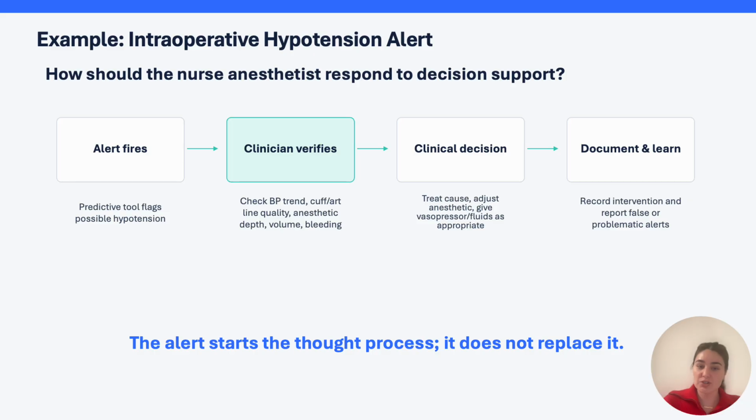The provider should also consider the surgical situation. For example, hypotension may be related to induction medications, positioning, hemorrhage, sympathetic blockade, excessive anesthetic depth, or decreased venous return. After evaluating the likely cause, the nurse anesthetist can choose an appropriate intervention. This may include reducing the anesthetic concentration, administering a vasopressor, giving fluids, adjusting patient positioning, or communicating with the surgical team about possible bleeding. The provider should then document the event and the response.